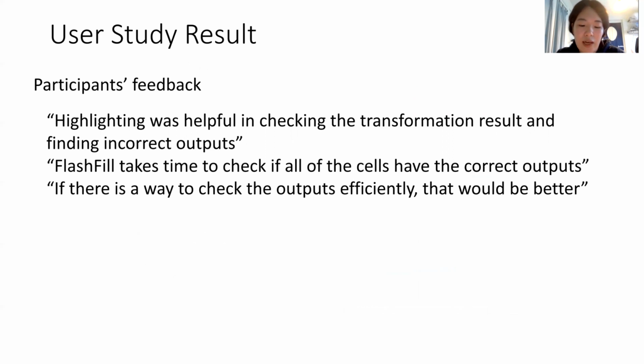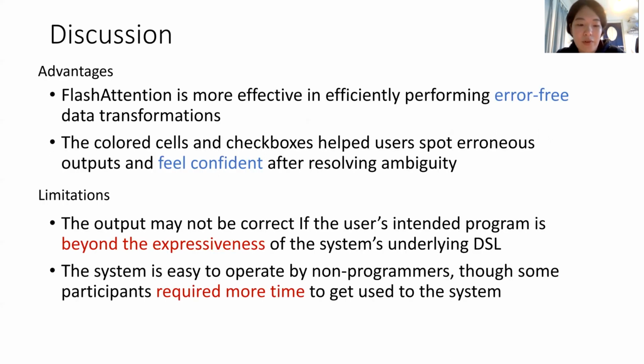Participants mentioned that highlighting was helpful in checking the transformation result and finding incorrect outputs. Some participants said that Flash Fill takes time to check if all of the cells have the correct outputs. Flash Attention successfully reduced this burden by presenting rich visual information about ambiguity. As the results show, Flash Attention was more effective in efficiently performing error-free data transformations.